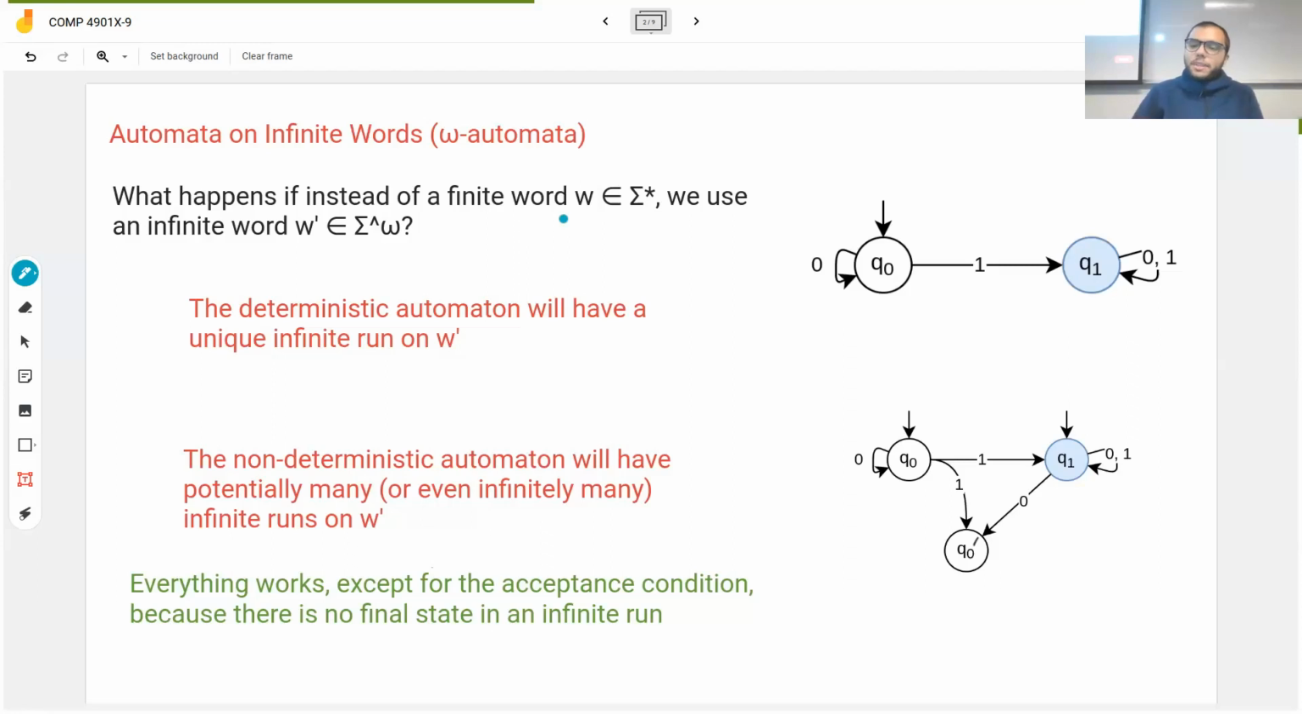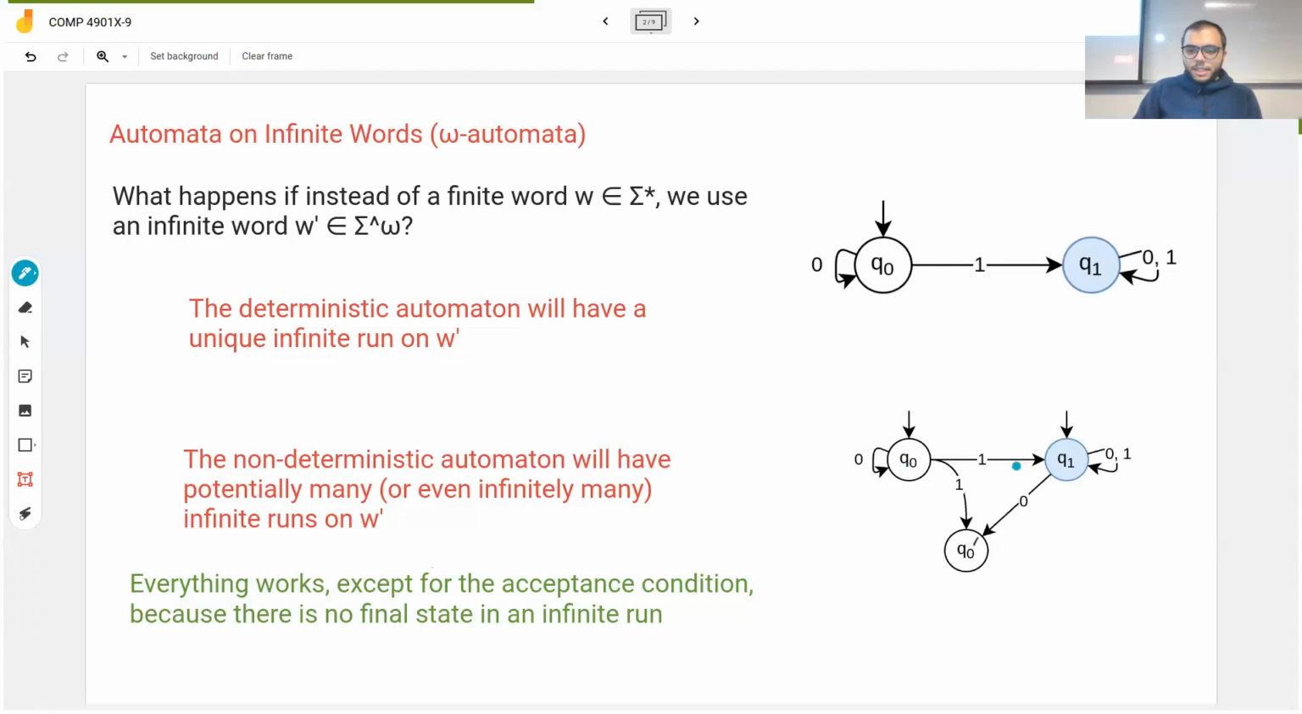Now what happens if I take the same two automata as the previous slide, and I give you an infinite input? For this one, I will still have a unique run, because it's well defined where I start, and I have a unique starting point. And then at every step, I have a unique transition that I have to take. Okay. So I get a unique run, but this run is also infinite. It's like an infinite path on the graph of this automaton.